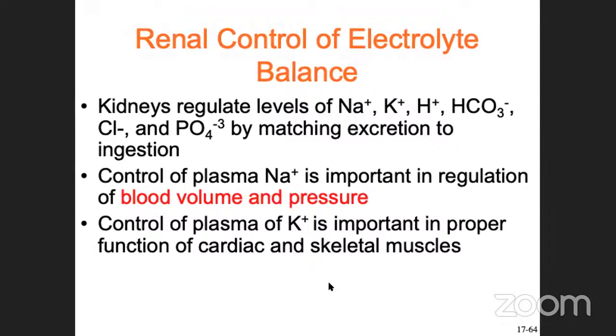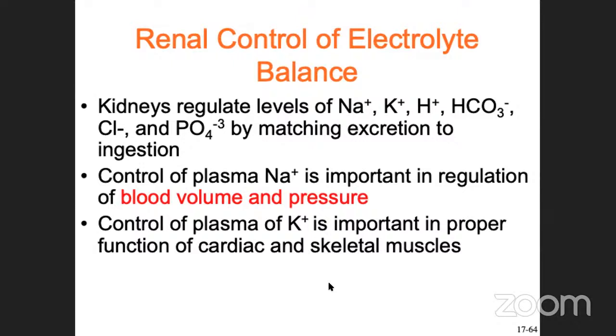So the kidney regulates the level of all these components: salts, sodium, potassium, electrolytes, hydrogen, bicarbonate, chloride, phosphate, by matching excretion to ingestion. The kidney also controls plasma sodium, which is important in the regulation of blood volume and blood pressure. I put it in red, so it's highly important.